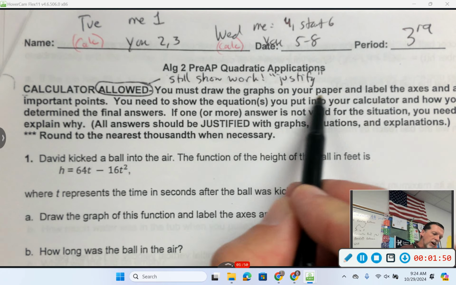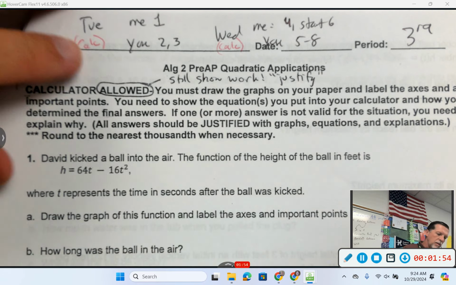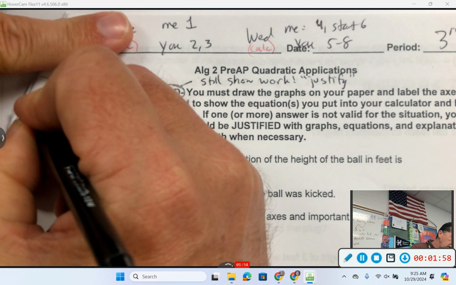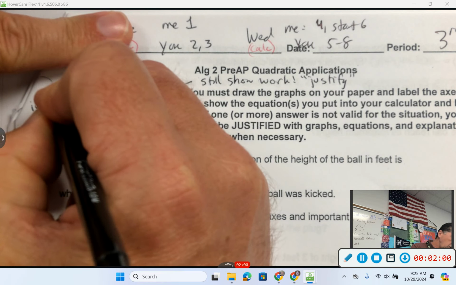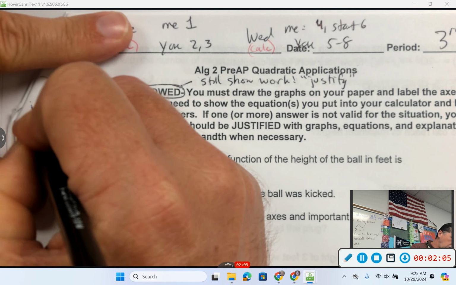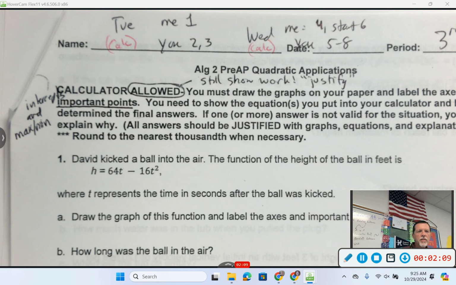Alright, so we'll draw the graphs on your paper, label the axes and important points. Important points, we should probably talk about what those are. Let's say those are the intercepts and the max or min. Intercepts and maxes or mins.